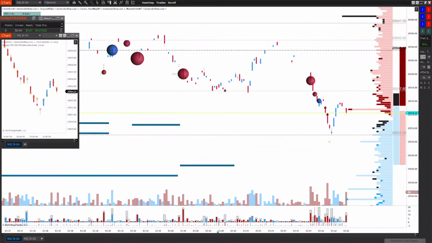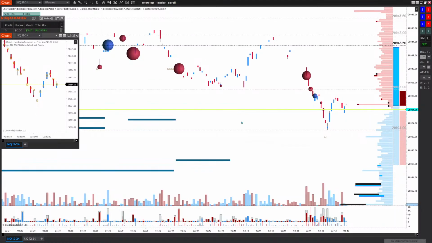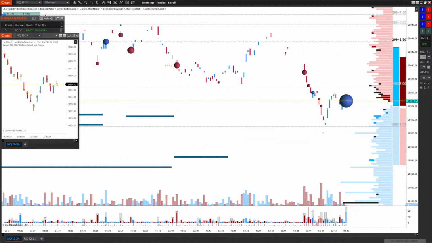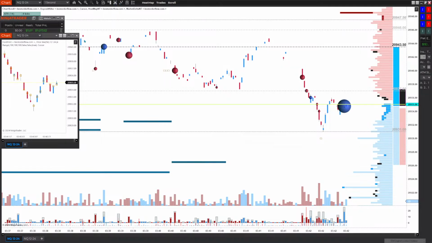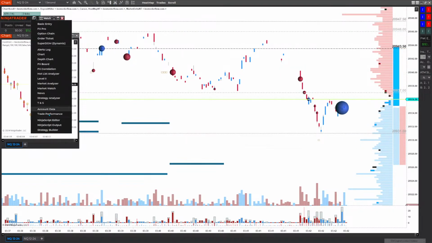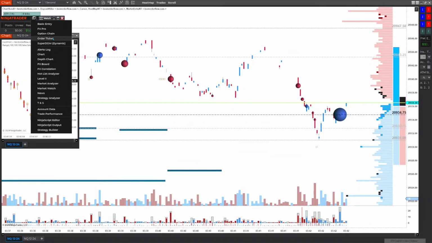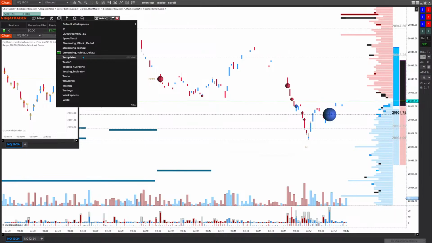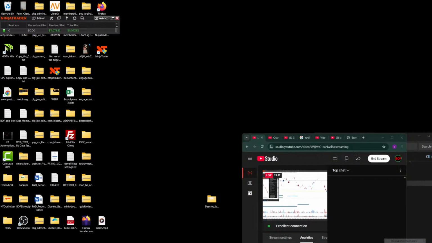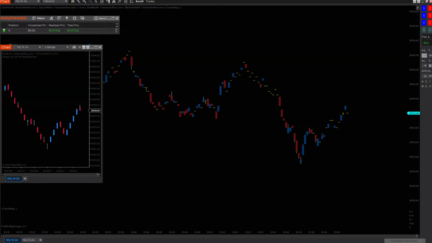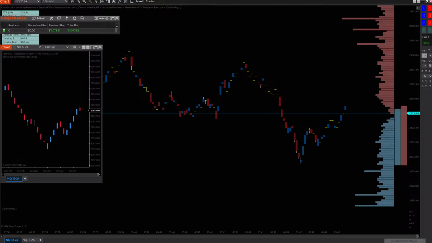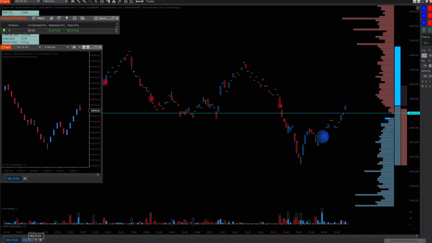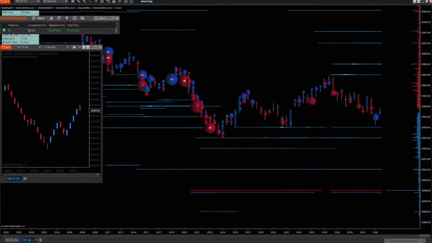Could you tell me if you prefer this white background and the templates, or I can switch to the black one? Let me go and do the black version. Here we go, so this is the black version. The same charts. Let the charts get loaded.